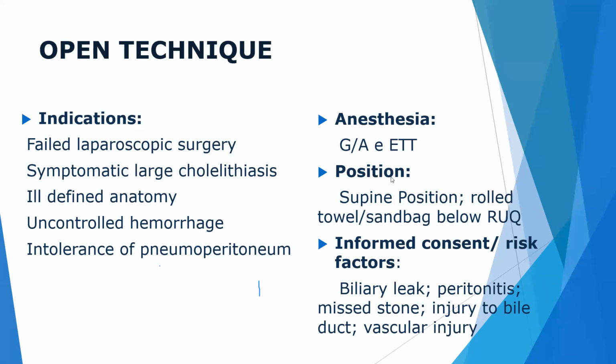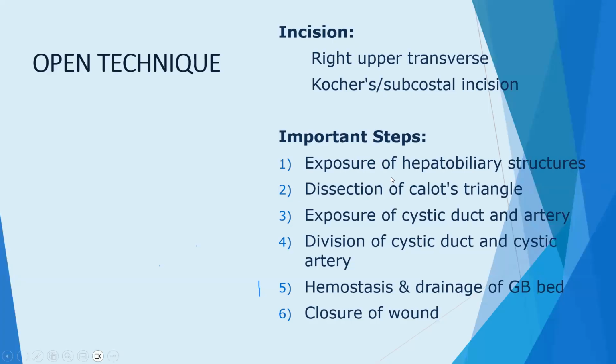I have just summarized in the previous slide what the steps are, and this is the summary again. Then you divide the cystic duct and cystic artery. You ensure hemostasis and drainage of the gallbladder bed, and you close. That is your choice, that you close the abdomen in layers, or you close the abdomen en masse with continuous sutures or interrupted sutures.